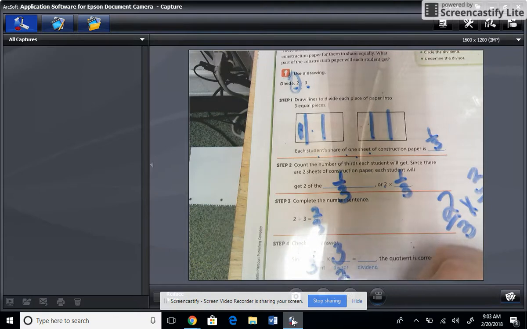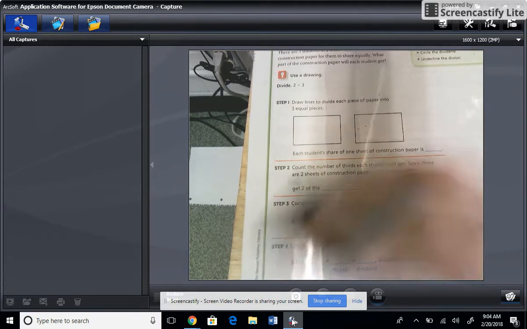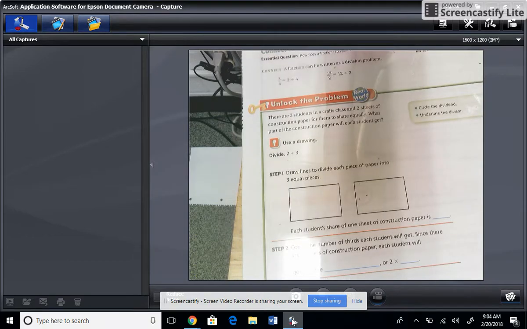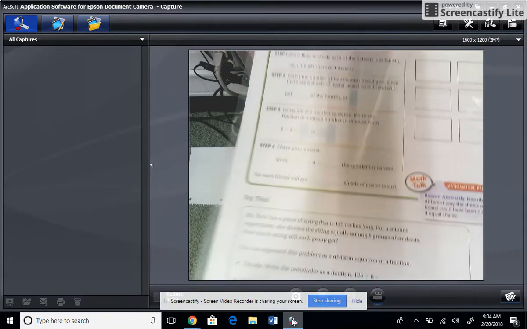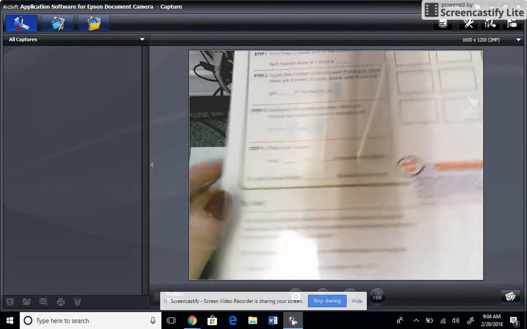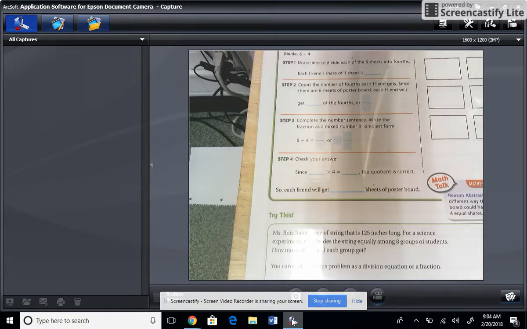So at first you're going to have to draw pictures, I think, to understand what we're doing, but it will come real quickly after you do a couple of these. You'll be seeing what it really looks like to divide. So 4 friends have 6 poster boards to share equally. How many sheets will each friend get?